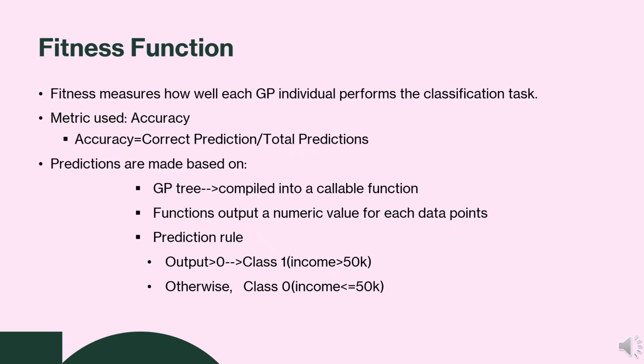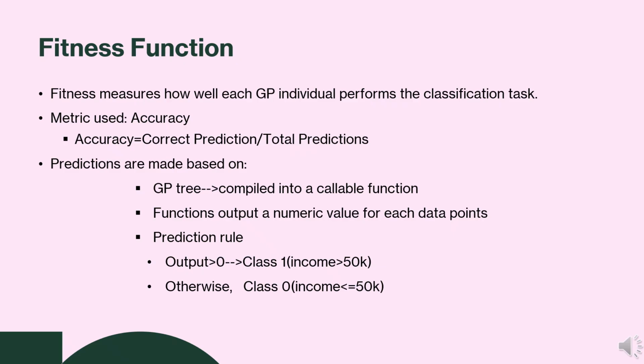To evaluate each GP individual, we first compile the GP tree into a callable function. This function is then applied to every row in our dataset. For each data point, the tree generates a numerical output. We then convert this output into a class label using a simple rule. If the output is greater than 0, we classify it as class 1, that is, where income is greater than 50,000. Otherwise, we classify it as class 0, where the income is less than or equal to 50,000.